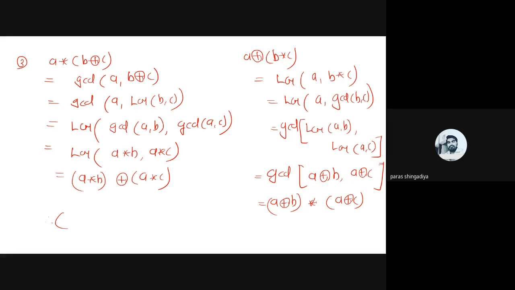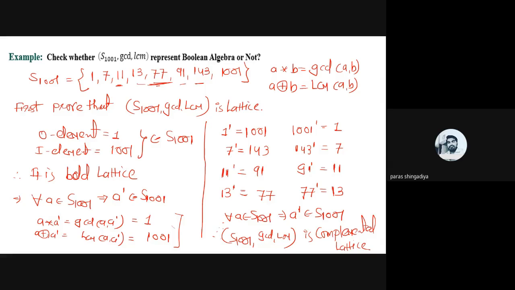So therefore we can say that S1001 with GCD and LCM is a Boolean algebra. Clear? It is the proof of this question. Okay. So again, it's not mentioned in this slide. So just take a screenshot for your reference.